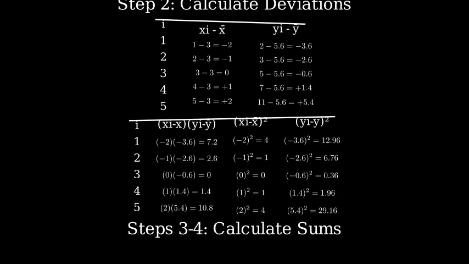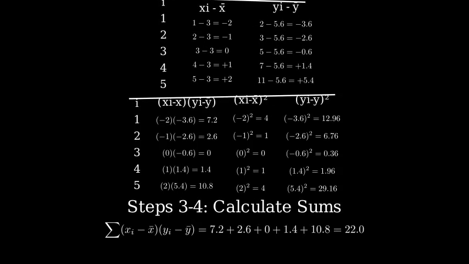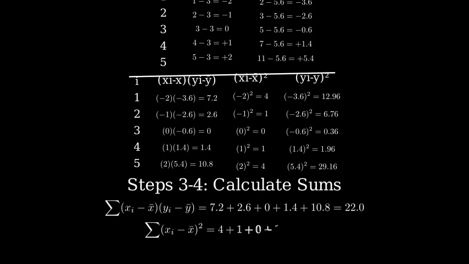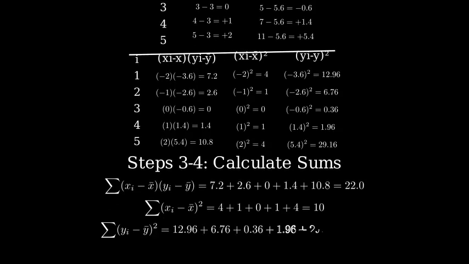Now, we need to calculate the sums needed for our formula. First, we sum the products of the deviations. 7.2 plus 2.6 plus 0 plus 1.4 plus 10.8 equals 22. Next, we sum the squared x deviations. 4 plus 1 plus 0 plus 1 plus 4 equals 10. And finally, we sum the squared y deviations. 12.96 plus 6.76 plus 0.36 plus 1.96 plus 29.16 equals 51.2.